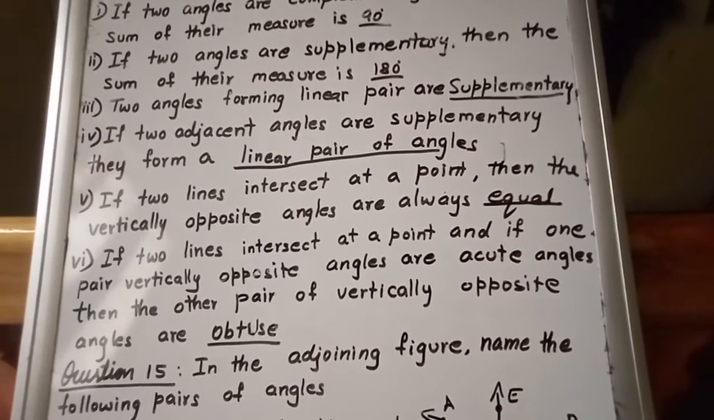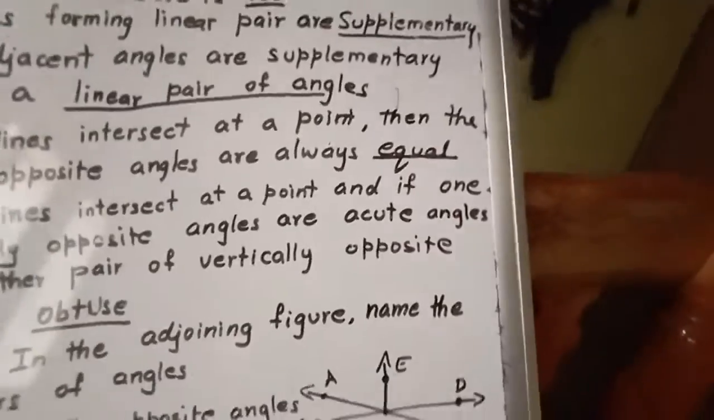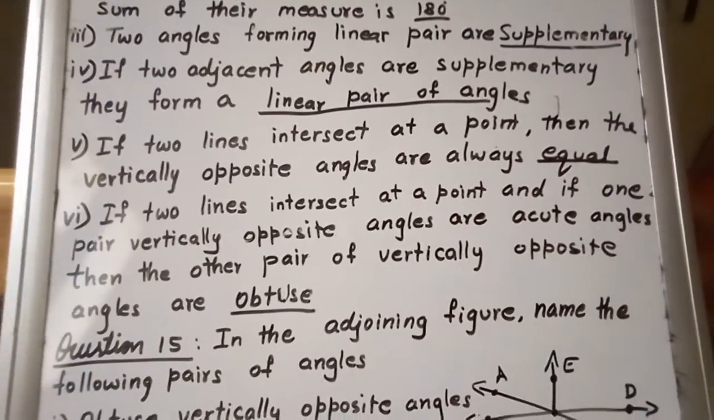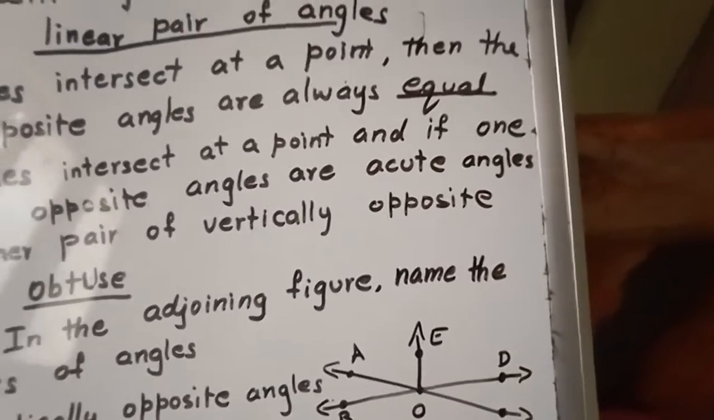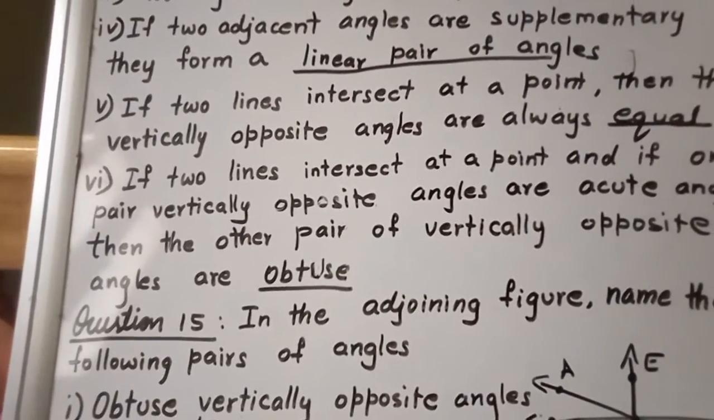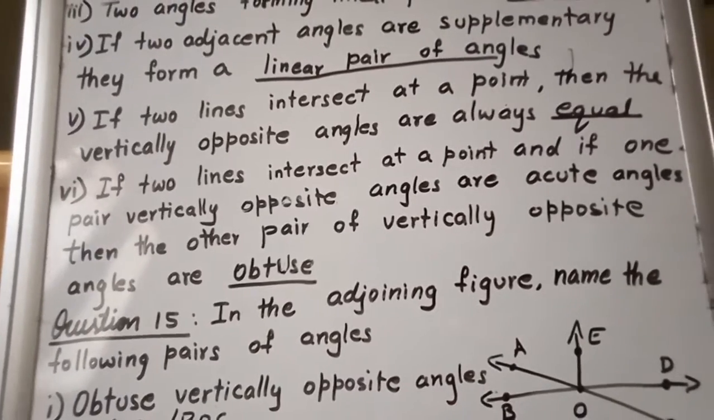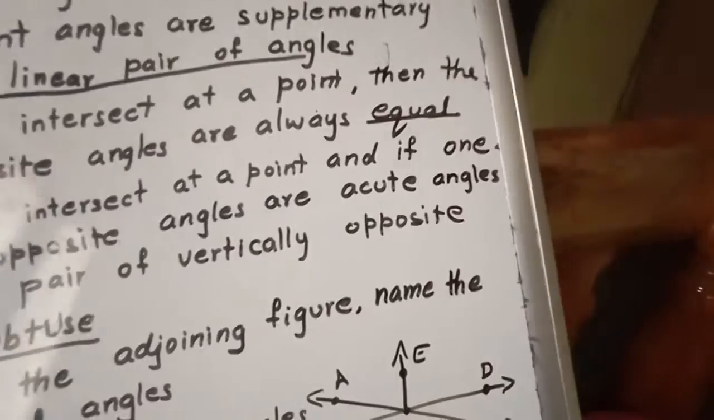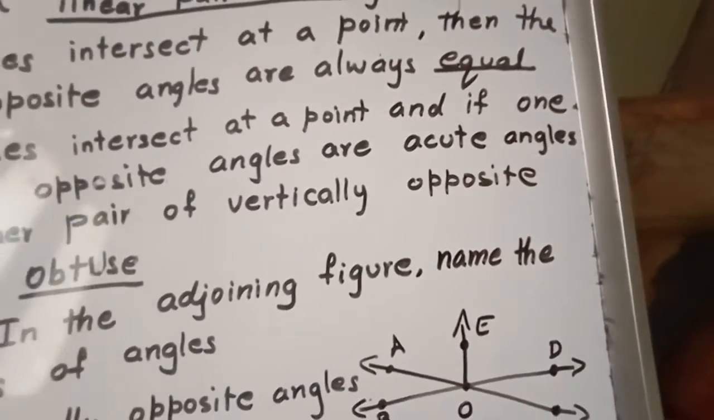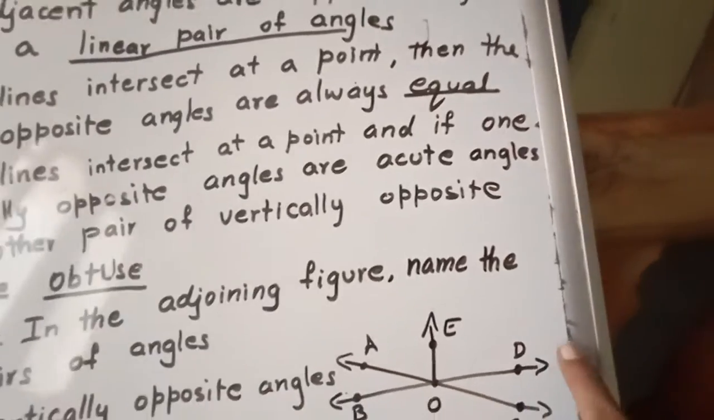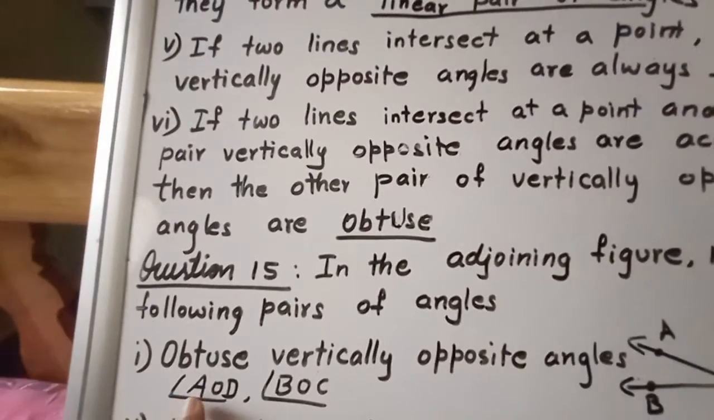In the adjoining figure, here there is a figure. Name the pairs of the following angles. They are asking you to find the angles. First question, obtuse vertically opposite angle. There will be two pairs, one acute and another obtuse. Here they are asking obtuse. Obtuse means BOC, AOD. So the answer is AOD.